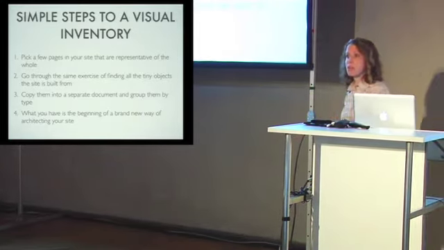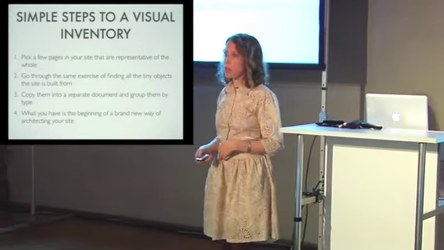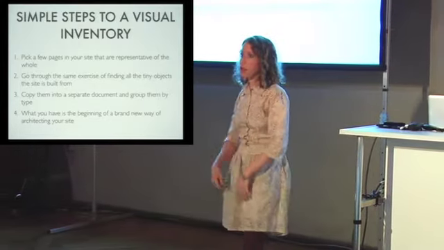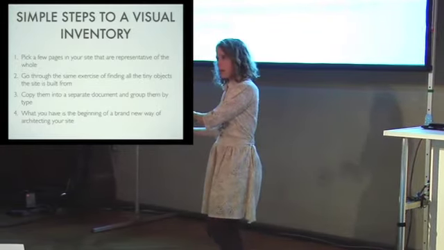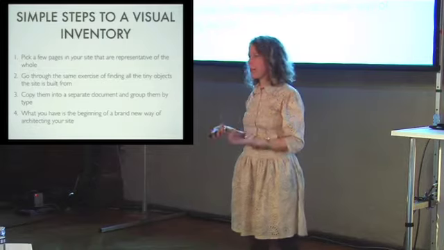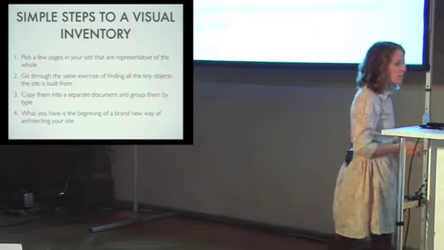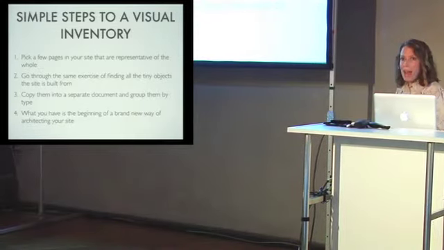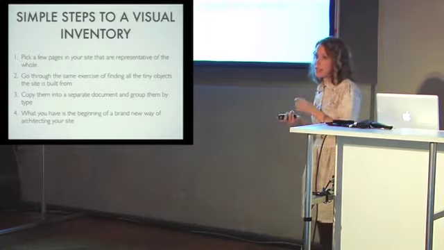Copy them into a separate document, and the reason for doing that is because you're going to want to group them by type. You're going to want to group all the headings together, and all the link styles together, and all the tabs together, and the other boxes together, and the pop-ups together. That way you get the idea when you have duplication and when you have things that are subtle variations on basically the same thing. What you have when you're done with this is the very beginning of a brand new way of coding the CSS for your website.